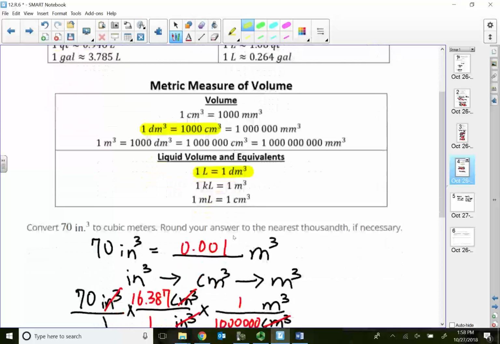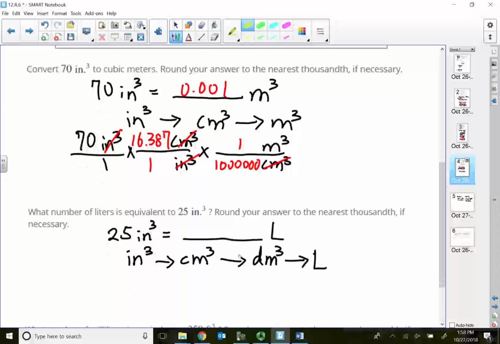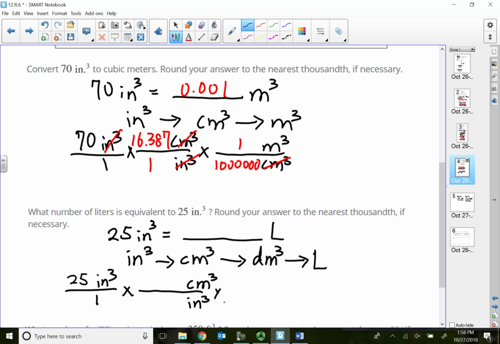So I think I got myself a path. Let's give it a try. Start out with 25 cubic inch over 1, times another fraction. Put my cubic inch down here, need to go to cubic centi. Put my cubic centimeter down here, and my cubic deci up there.